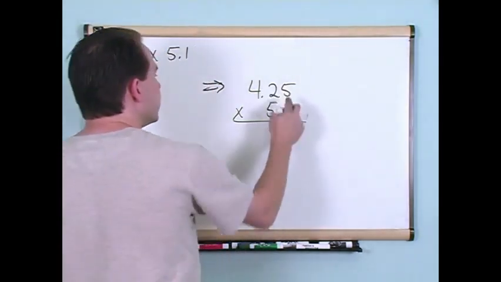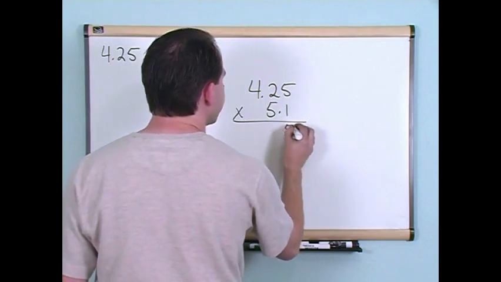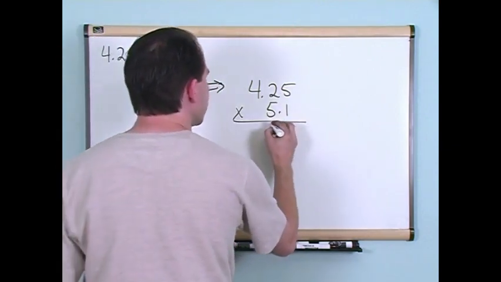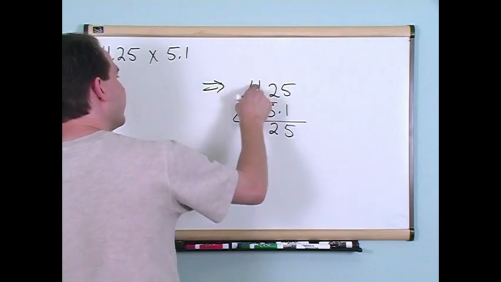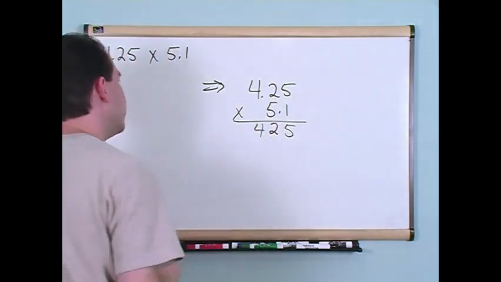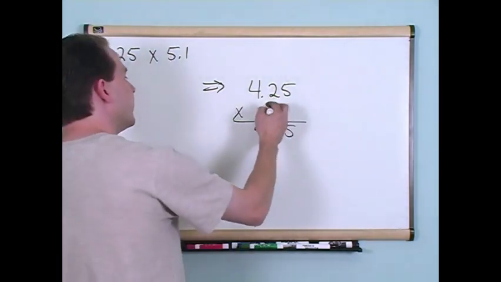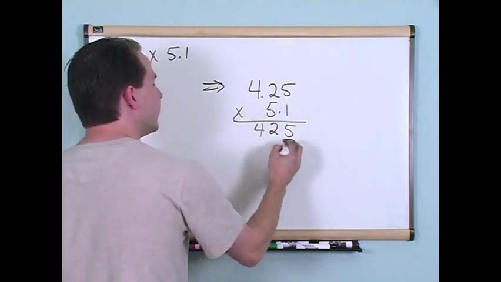1 times 5 is going to be 5. 1 times 2 is going to be 2. 1 times 4 is going to give me 4. So far not too bad. Let's move to the other column. And because I'm going to do that, I'm going to put a 0 here.